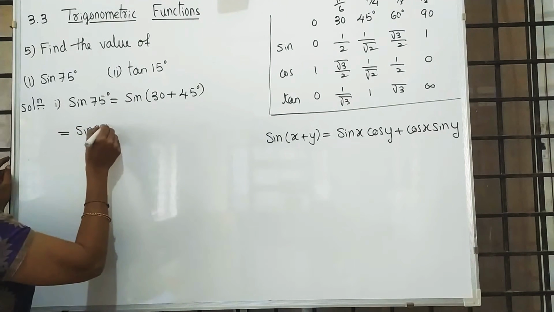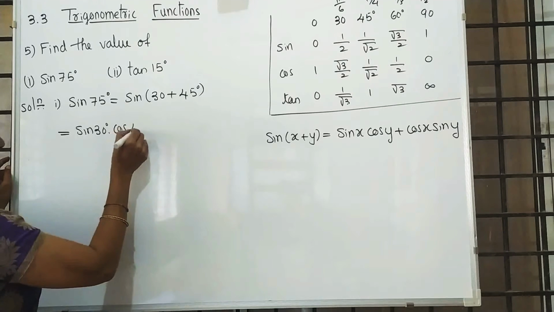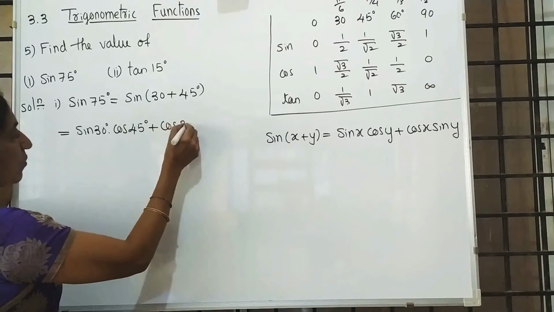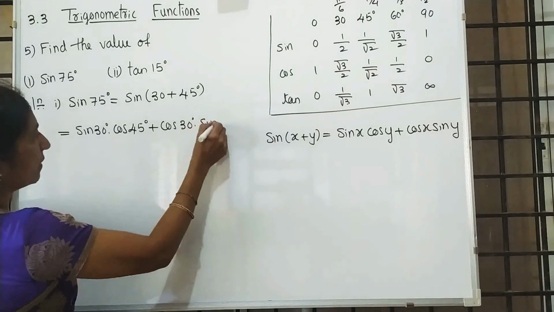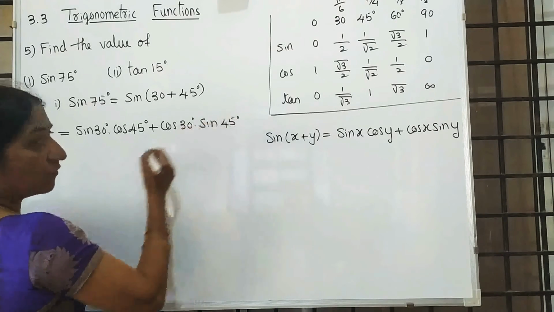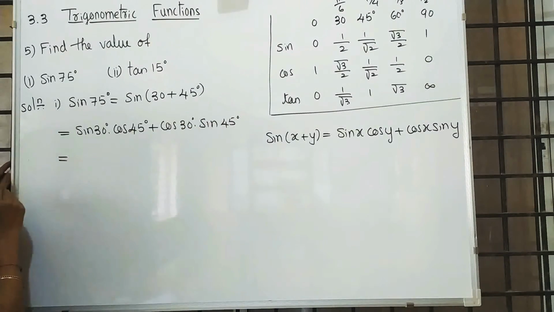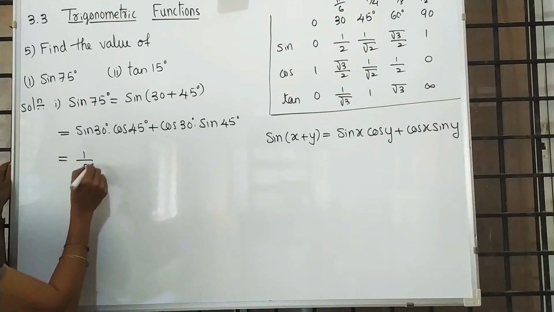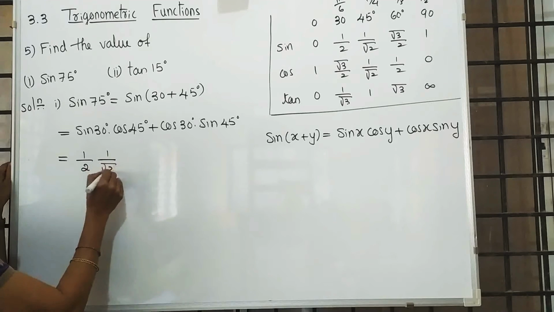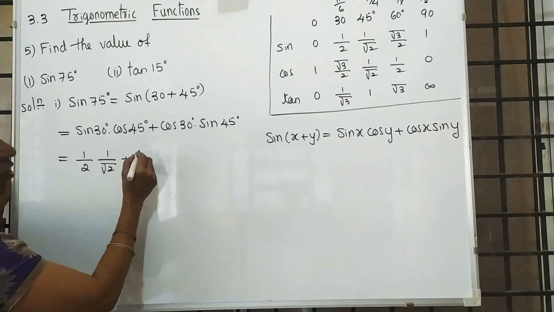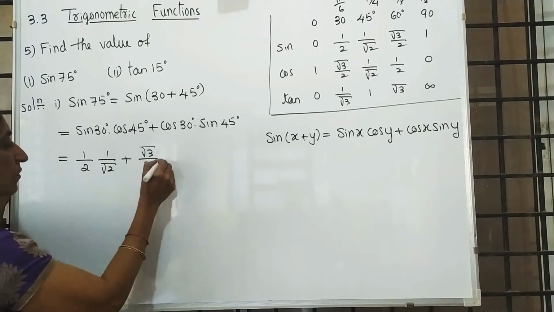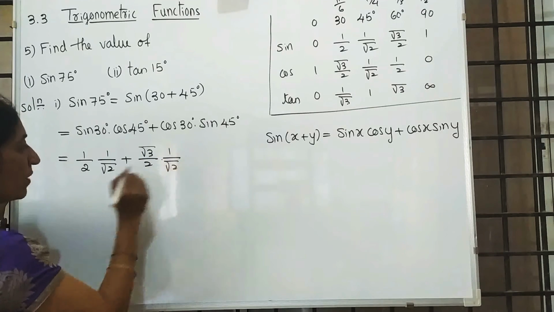Sin 30 degree into cos 45 plus cos 30 degree into sin 45. Sin 30 degree is how much? Sin 30 degree is 1 by 2. Cos 45 is 1 by root 2. Cos 30 degree is root 3 by 2. Sin 45 is 1 by root 2.